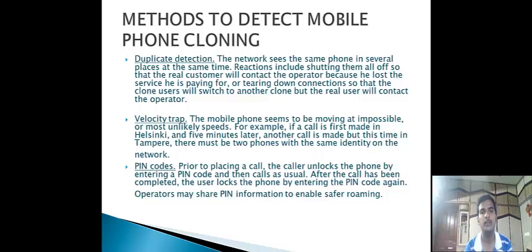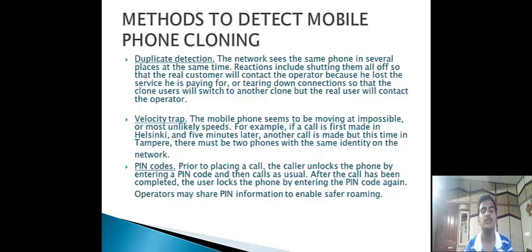Now let's get familiar with the methods to detect mobile phone cloning. The first one is called duplicate detection. In this, the network sees the same phone in several places at the same time. Reactions include shutting them all off so that the real customer will contact the operator because he lost the service he is paying for, or tearing down connections so that the cloned user will switch to another clone but the real user will contact the operator.